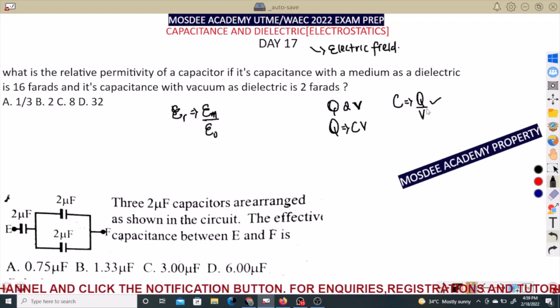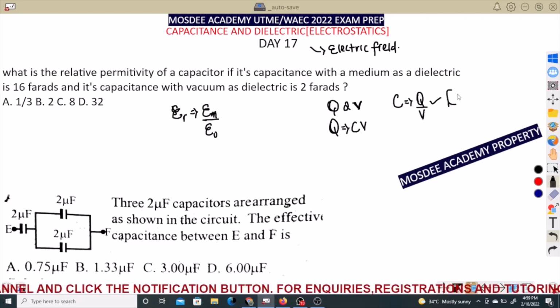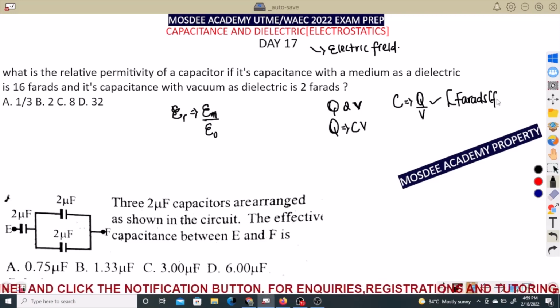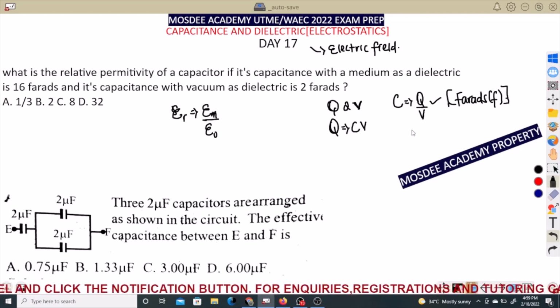Like I told you, all these things are for point charges. And because they are point charges, we measure capacitance in farads, the short form of Faraday, denoted by F. Most times you see it as a capital letter F. So the conversion still holds, which we discussed yesterday, because they are very, very small charges, elemental charges.